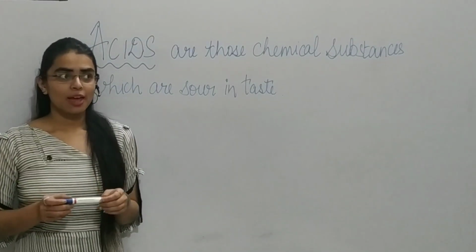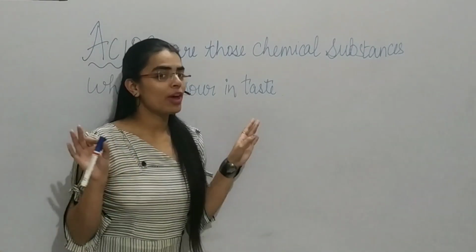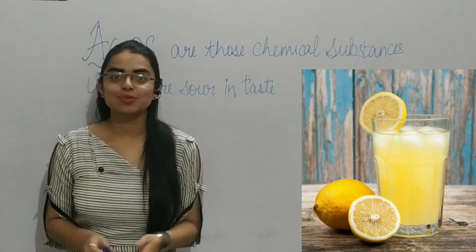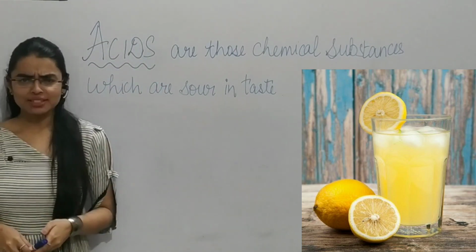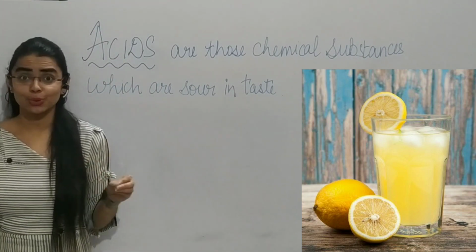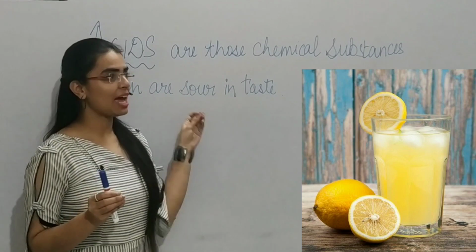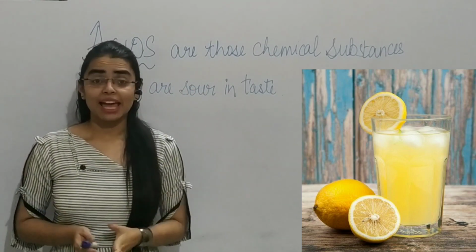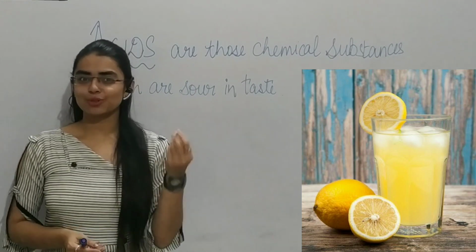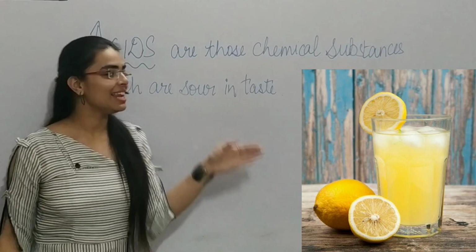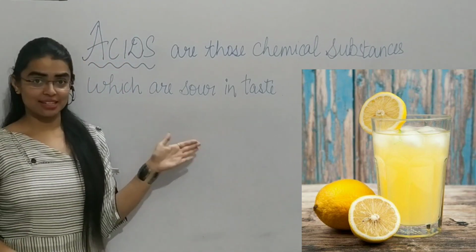So friends, have you seen in your kitchen when your mother is making lemon water? Yes, I am talking about lemons. What does a lemon do? Lemon has a very sour taste. When we cut a lemon and put it on onions or make lemon water, we see that lemon has a sour taste. Why does the sour taste appear? Because lemon contains citric acid.